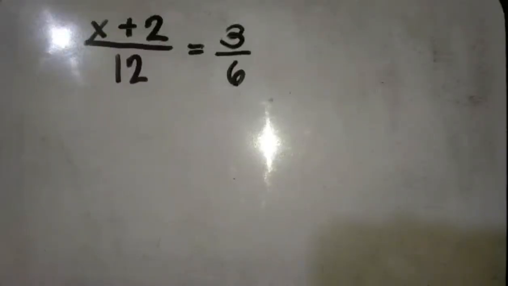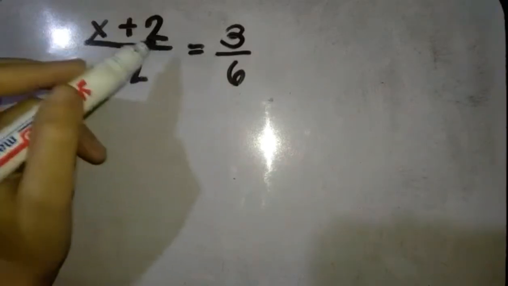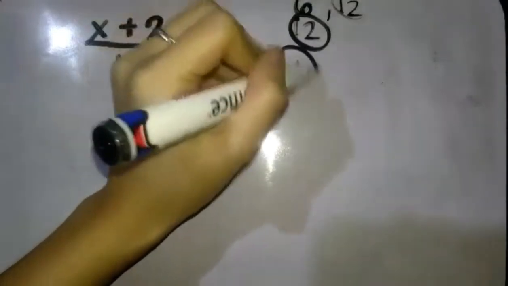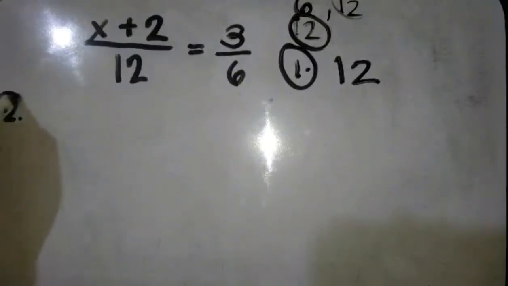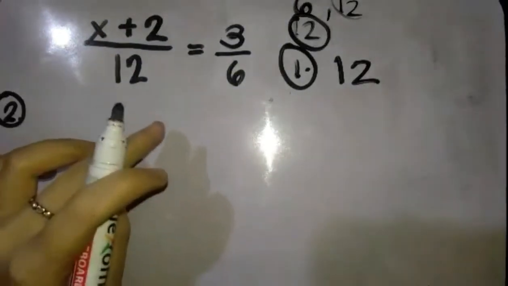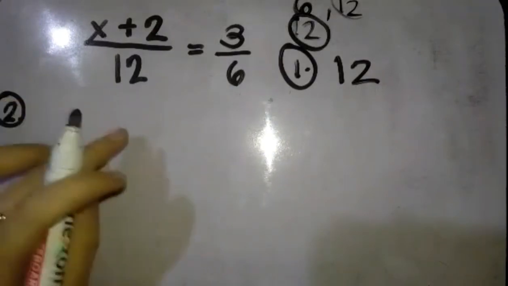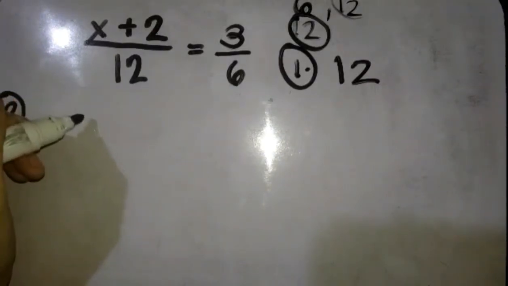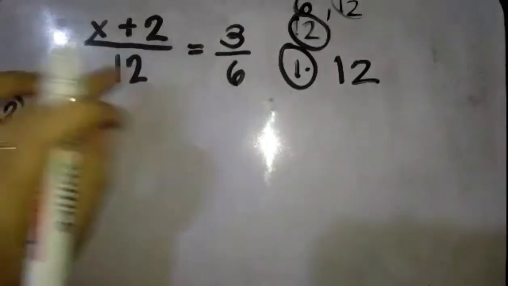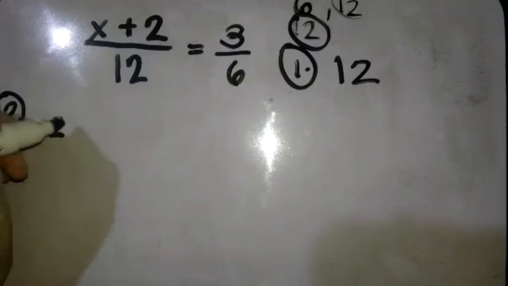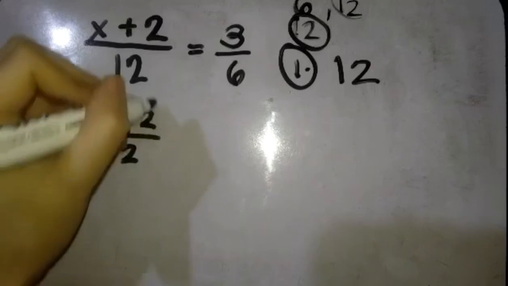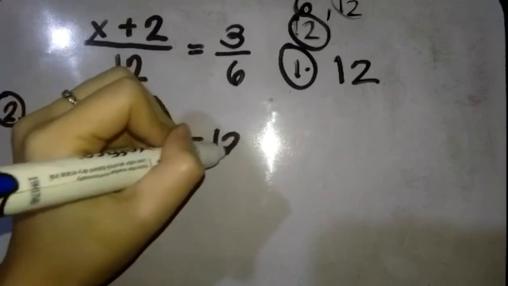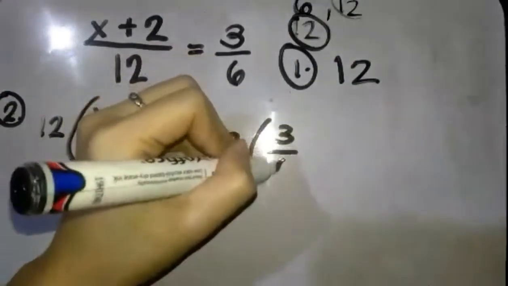Another example, x plus 2 over 12 is equal to 3 over 6. First, we have to find the LCD of this. The least common denominator is 12. And next, we will multiply the 12 to the given equation. 12 times x plus 2 over 12 equals 12 times 3 over 6.